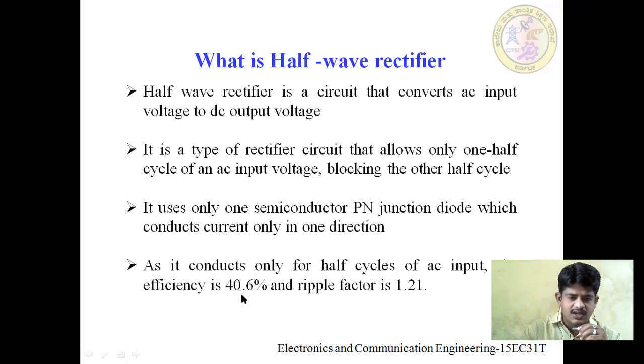In the next sessions you will be dealing with how we can get this 40.6 percent efficiency. And the ripple factor will be 1.21. So you can observe here the amount of ripple is high. Because it has only a half cycle present at the output side, the ripple will be high, and it is 1.21. So these are the points to remember regarding the half wave rectifier. Try to remember these points. Then we move to the operation of half wave rectifier: how it operates, and what will be the output and all. Just go through these points.